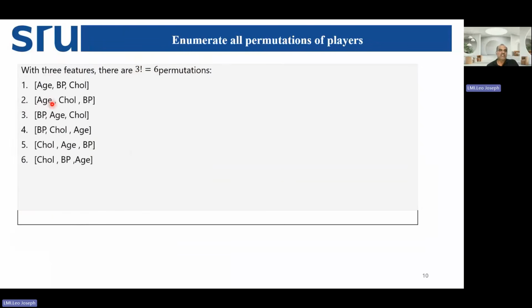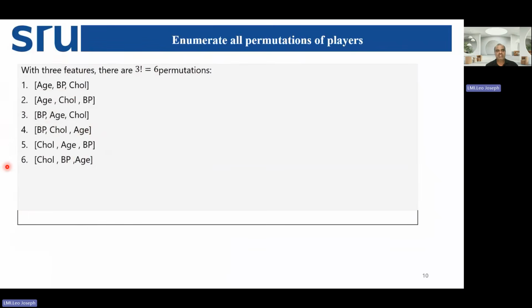One combination we already know: age, BP, cholesterol. Next: age, cholesterol, BP. Next: BP, age, cholesterol; BP, cholesterol, age; cholesterol, age, BP; cholesterol, BP, age. Like that we can form different combinations. Only for 3 features we are getting 6 permutations. That means if you have 12 features, it means 12 factorial. Imagine how much will come. So that becomes complicated. That's why these SHAP values are very important in doing complex manipulations.